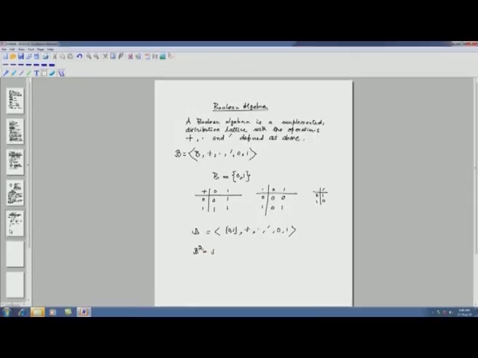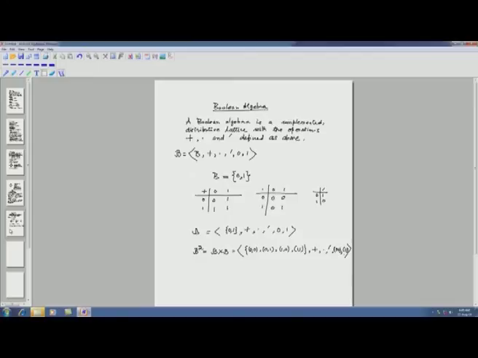Now, if we want to generate more Boolean algebras, the best way is to take Cartesian product of this B. So, for example, we can take B2, which is the Cartesian product of B and B, then we get this set, 0 0, 0 1, 1 0, 1 1, with plus, dot, complement, and the least element is 0 0, greatest element is 1 1.